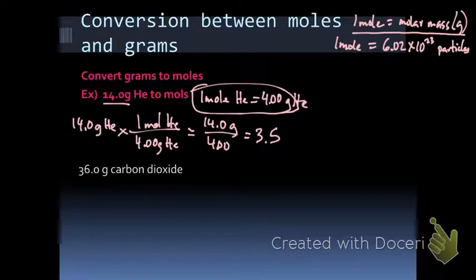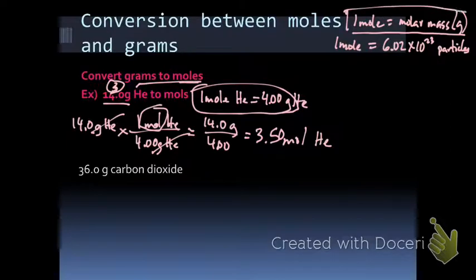Now my units, notice this works so I can cross-cancel moles. Now I should put actually 3.50 because I start with 3 sig figs. So it should be 3.50 moles of helium. Next one, I start with 36.0 grams of carbon dioxide, and I want to figure out the grams to moles. So I want to convert grams to moles.